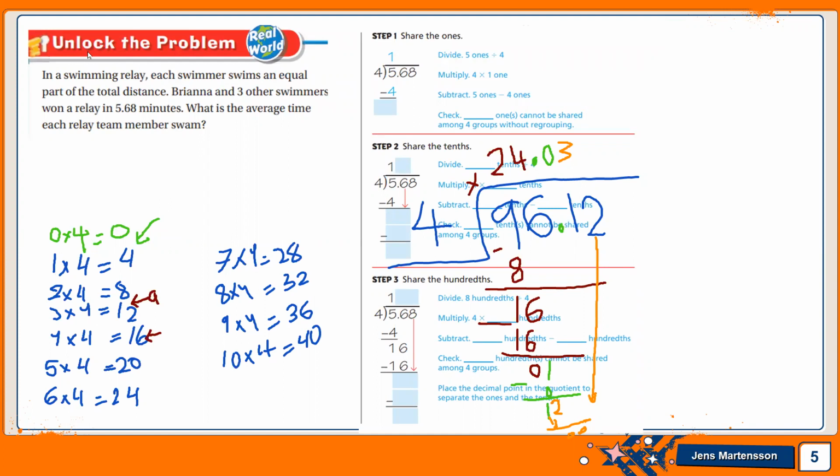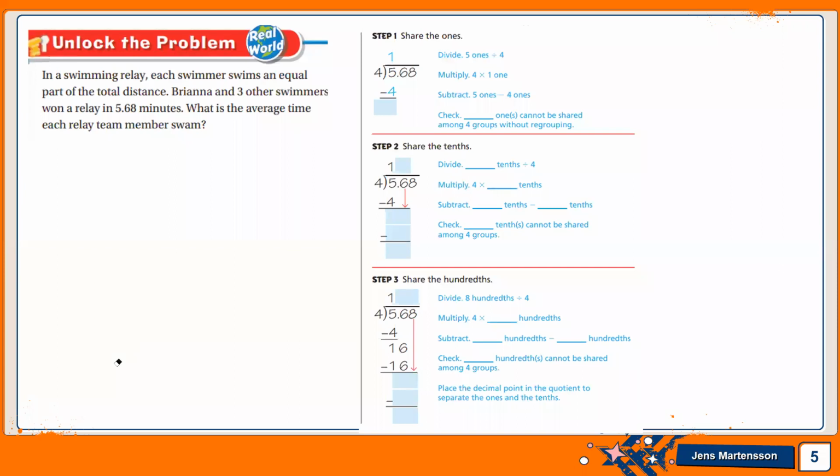Yes, exactly. Yalla. Let's now, all of you, please, I want you now to open your book, page 309, to solve the unlock the problem.